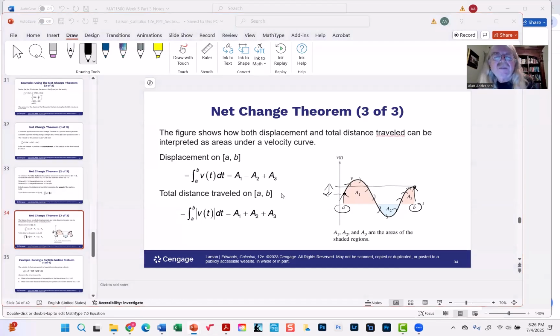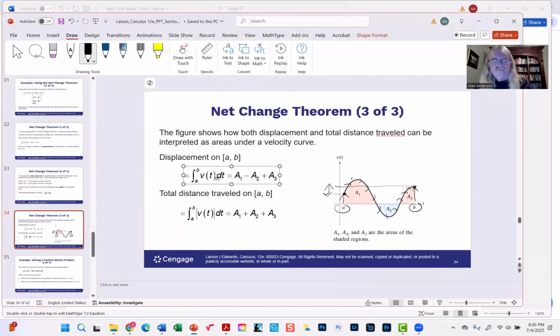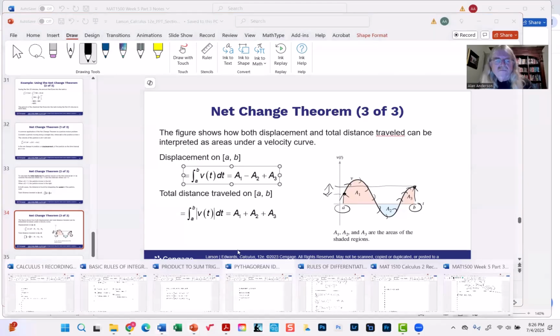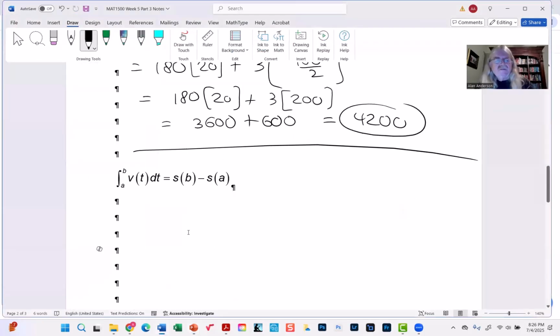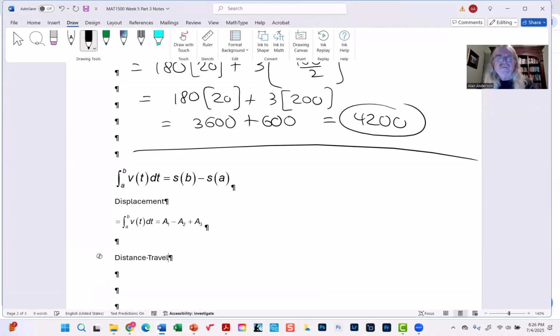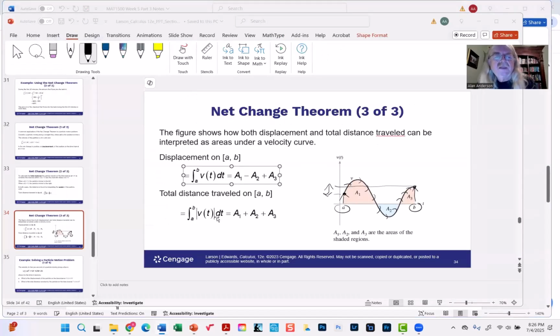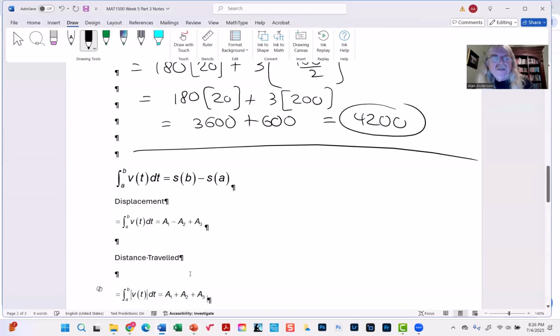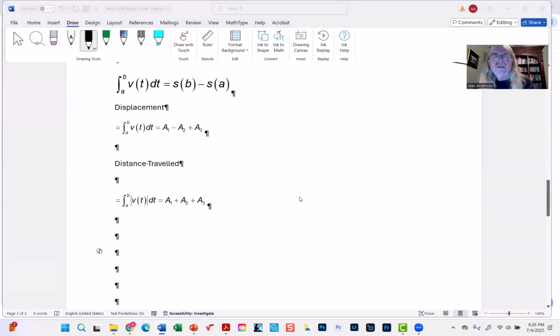Okay, so let's copy this into the notes. So again, this first one is displacement. And this takes into account the actual signs. And the second one is distance traveled. And that one uses absolute values. All right, so let's look at an example here.